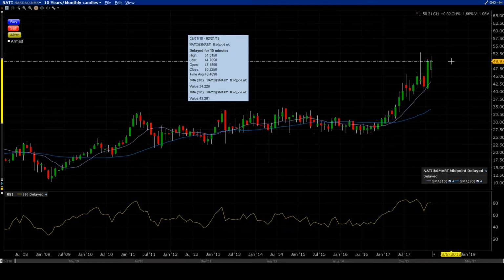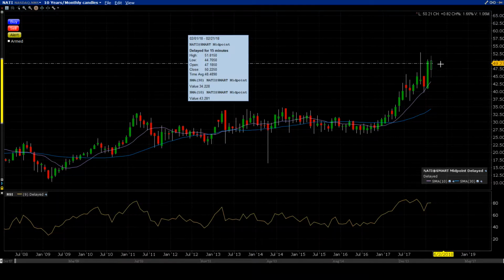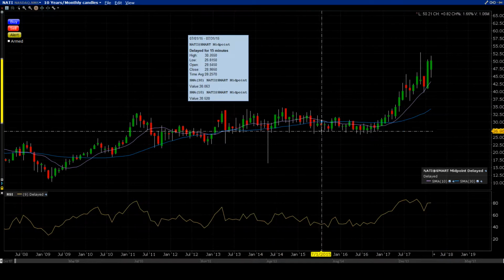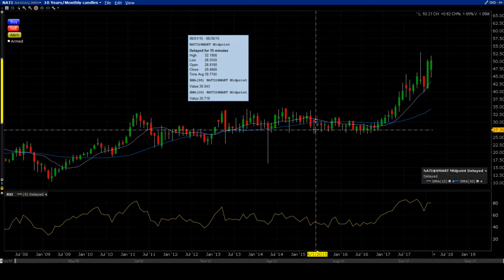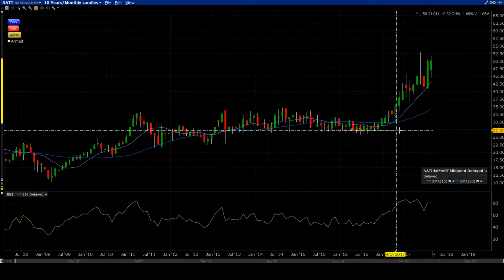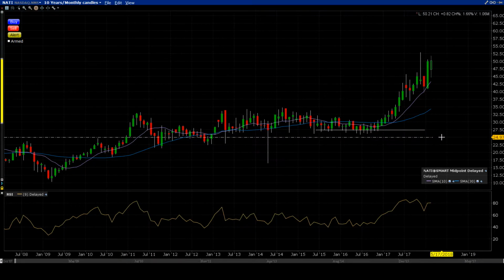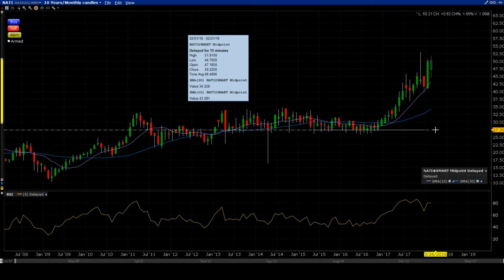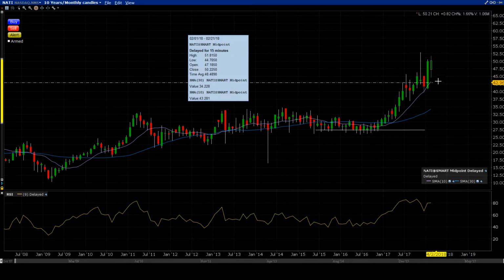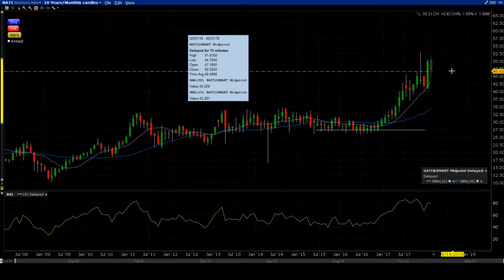I have my black area here. And there seems to be some good old support right here at the 27.39 area. And what do we have here?